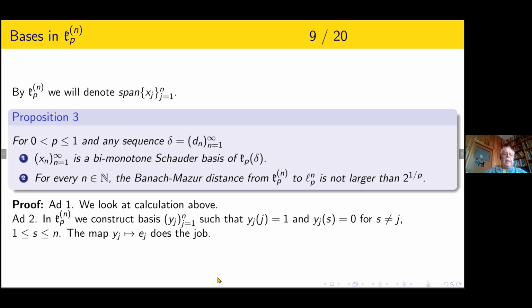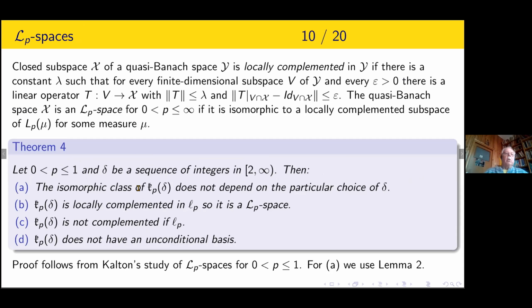Okay. Now, to get this Banach-Mazur distance, this x_n is a basis, but clearly it has to be different from the unit vector basis. So we construct the basis which gives this isomorphism, and this is described here. Basically, we build unit vectors up to the place n, and then it has some coefficient far away, but that is sufficient. Okay, now let's go back to script L_p spaces.